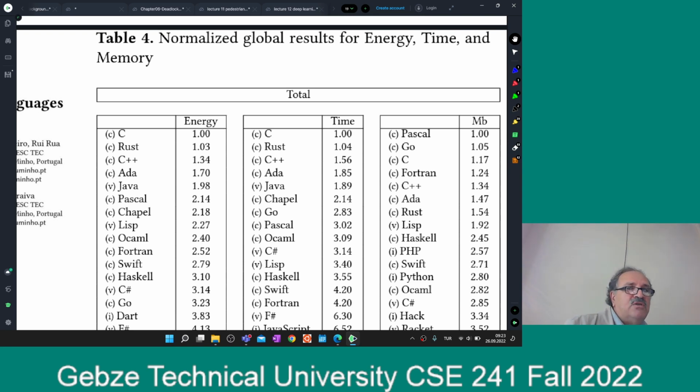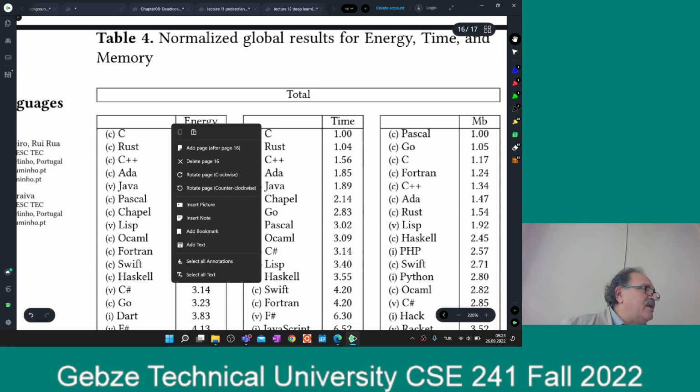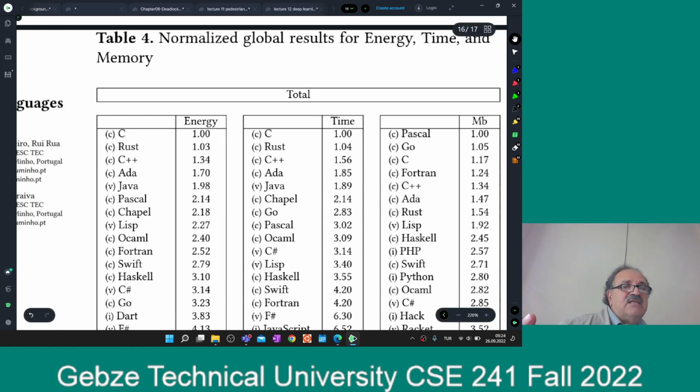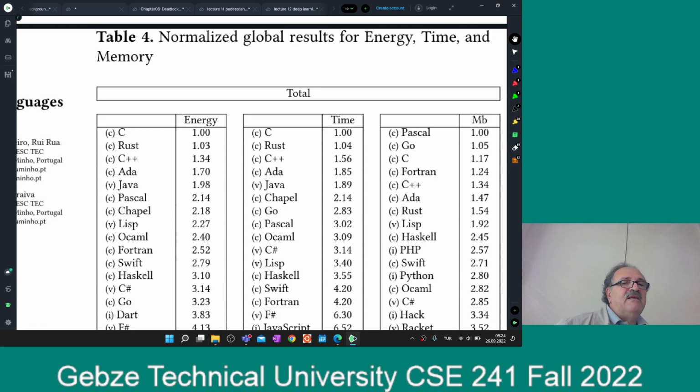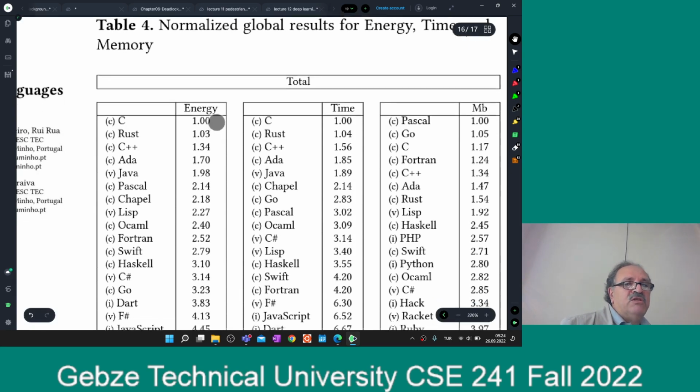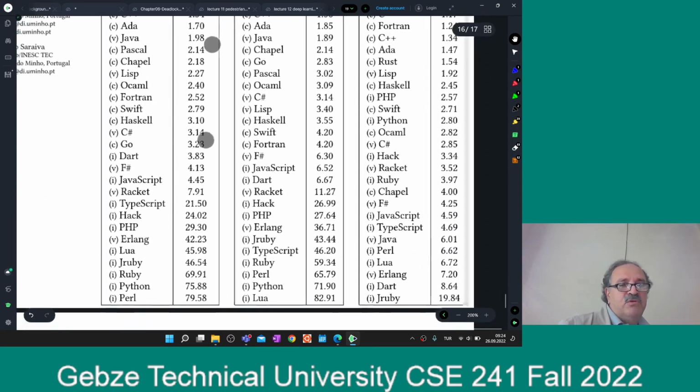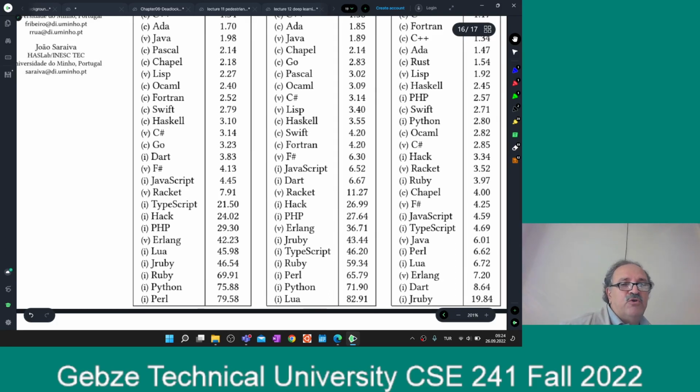Well, you have to use some energy to do some computation, right? Maybe it is more difficult to write programs in C, but when you write proper C code, it will be very fast. You are going to spend 1 unit of energy to do the task. When it comes to Python, it's going to be 75 times more energy.